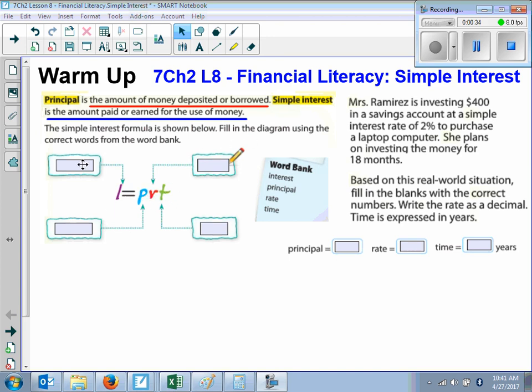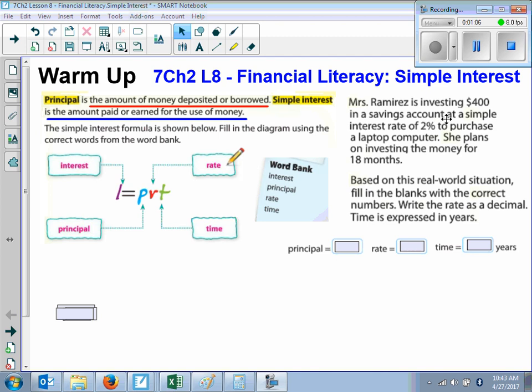Fill in the diagram using the correct words from the word bank. Okay? So here I is going to be equal to, that's the interest. The P is what? Principal. And the R is the interest rate. Very good. And the T is time. Very good. So the formula is interest is equal to principal times the rate times the time.